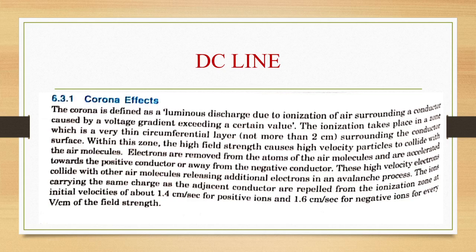Corona is defined as luminous discharge due to ionization of air surrounding a conductor, caused by a voltage gradient exceeding a certain value. What is corona? Corona is nothing but a luminous discharge due to ionization of air surrounding a conductor caused by a voltage gradient exceeding a certain value. Ionization will take place in a very thin circumferential layer, not more than 2 cm surrounding the conductor surface.